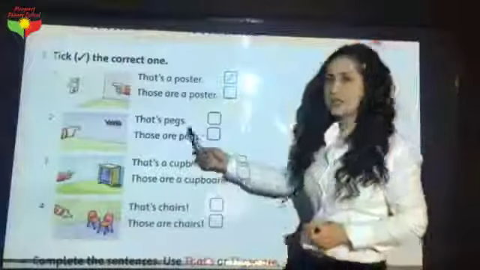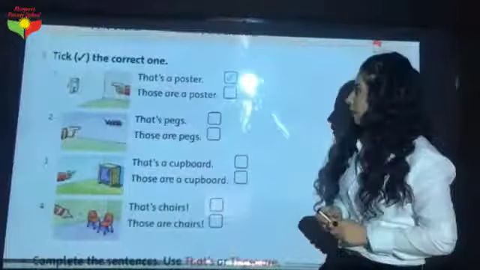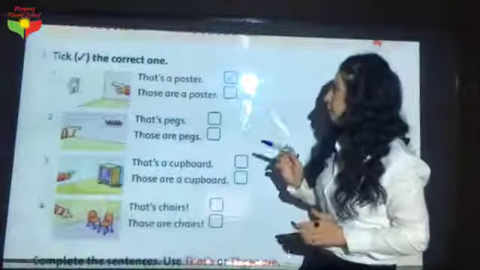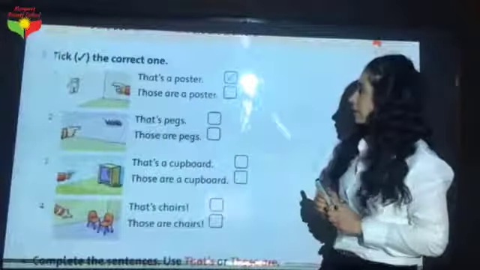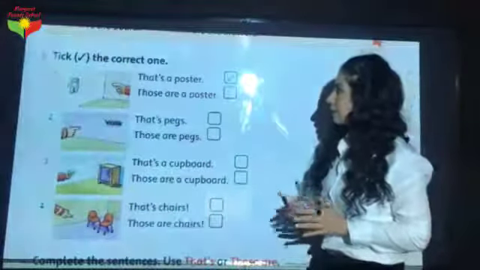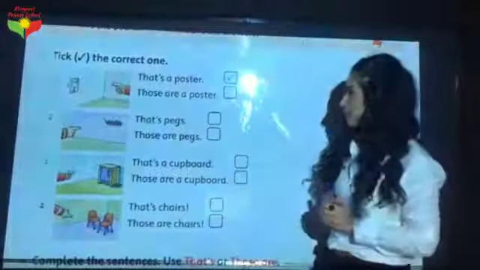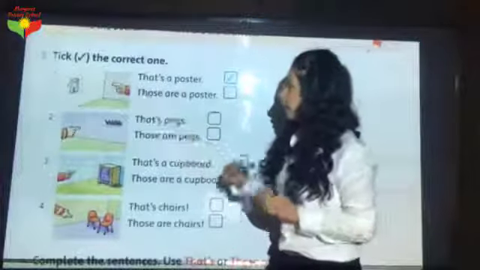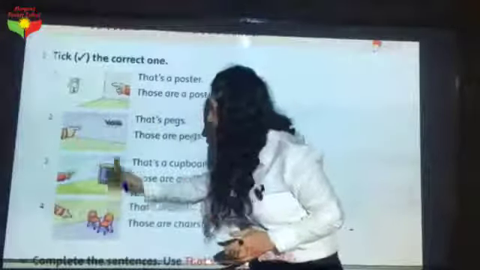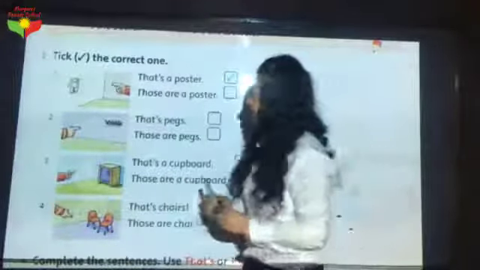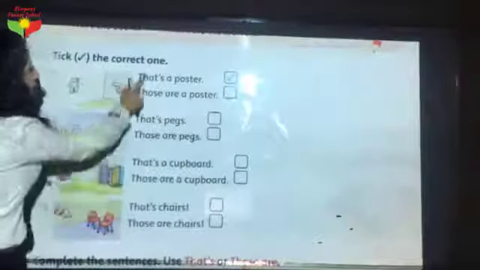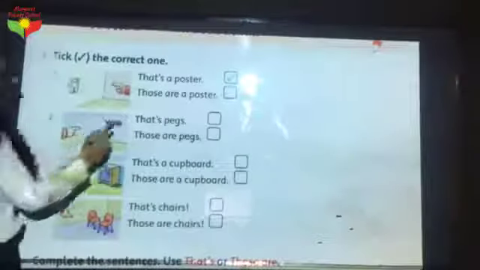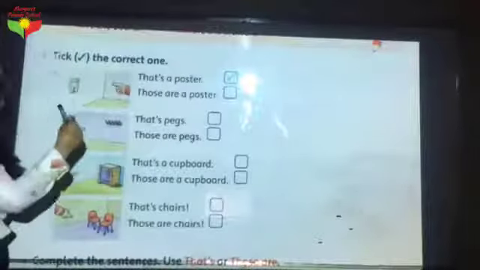Now we have this exercise. Look at here. We have to use that and those. This exercise is about that and those. Tick the correct one. We have 4 pictures, and for each picture we have 2 sentences. You should tick the correct one.